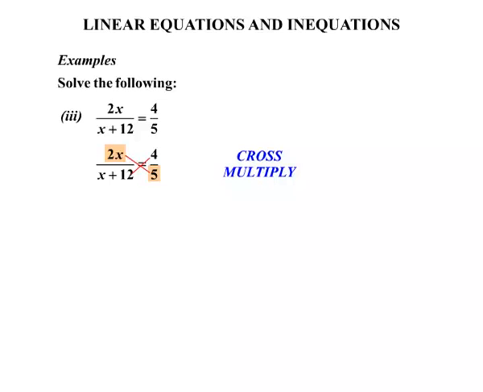And we're going to multiply. So 2x times 5 is 10x. Put the equals in the middle. And 4 times x plus 12. Let's write that down. We'll do the expansion as the next step.